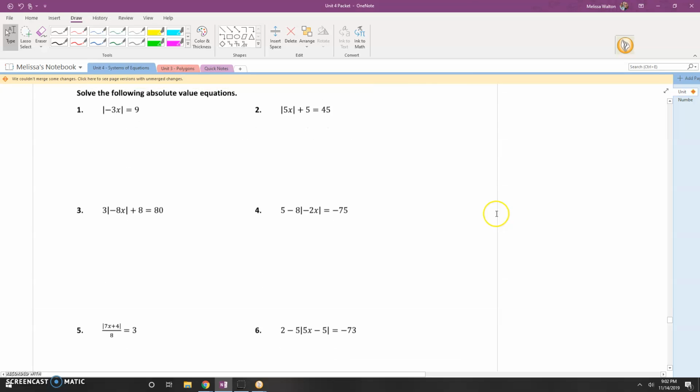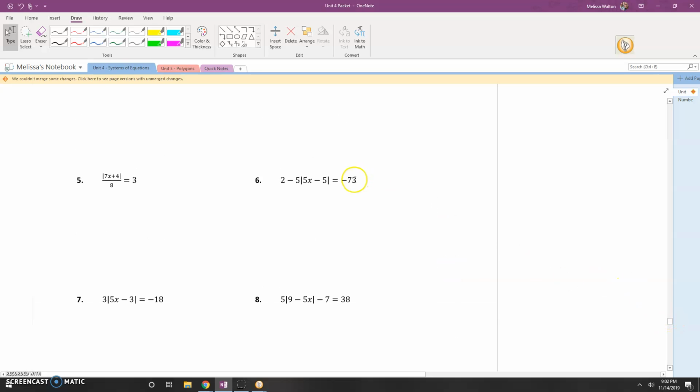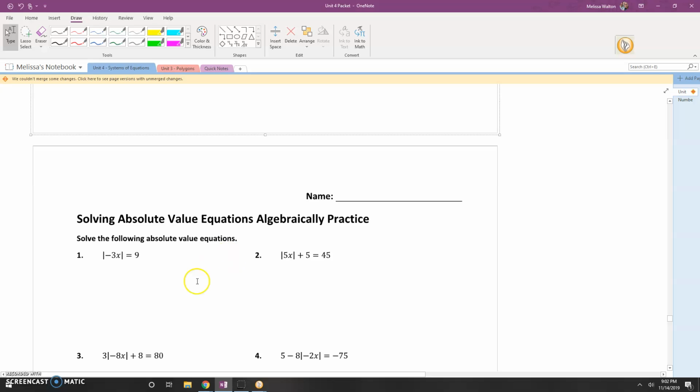So here's your homework for the weekend. You guys have page 159, and you guys have 8 problems. And I'm going to warn you, be careful. There might be some that are no solutions. If you get it to where you have an absolute value equal to a negative all by itself, that would be a no solution. So here's what you're working with.